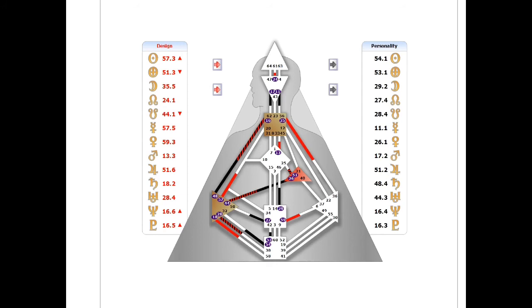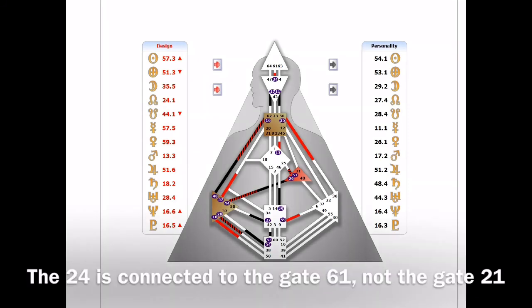And it is connected to the gate 21 if there was a full channel, and that's connected to kind of wanting to know the unknowable. Could have been this rationalizing for all the things he did, and that's not a bad thing, because it seemed like it worked out well in his life.